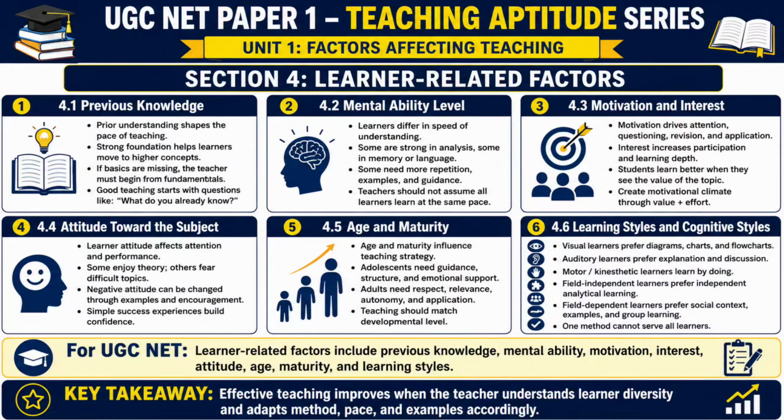For example, in UGC NET preparation, if the teacher says, "This topic is frequently asked in paper 1," students become alert. If the teacher says, "This topic will also help you in real teaching," students see practical value. The uploaded learner material mentions motivational climate and says that students must see the worth of the work they are doing. Value and effort are two main methods for creating motivational climate.